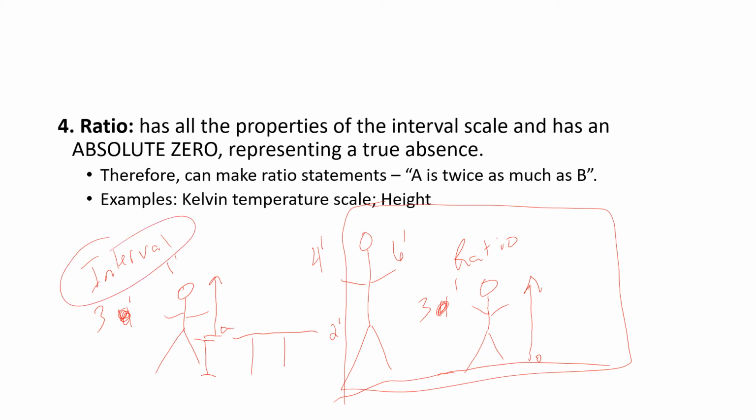0 here and 0 here is not the absence of height. It is just an arbitrary starting of our measurement. So when we've got interval, we can't make these ratio statements because 0 doesn't mean the absence of. However, when we've got a ratio scale of measurement, 0 means the absence of, so we can make those ratio statements. I hope that makes sense.